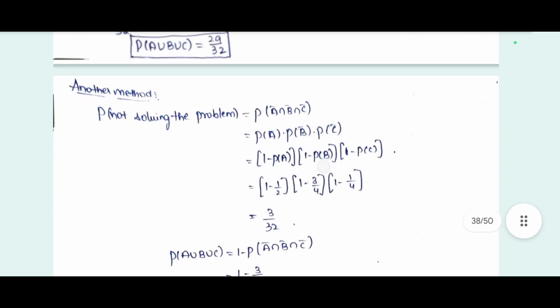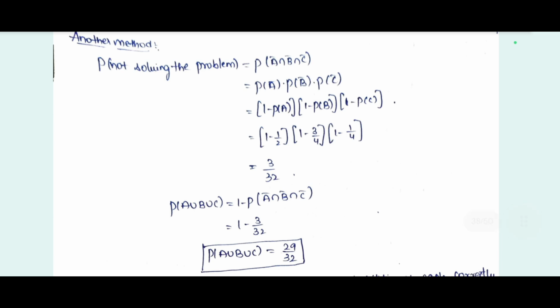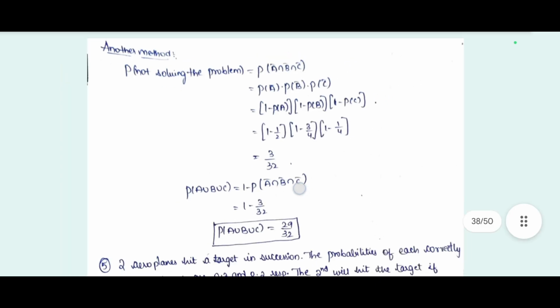You have another method of solving also. What is the probability of not solving the problem? A bar intersection B bar intersection C bar. They are independent also, so 1 minus P of A into 1 minus P of B into 1 minus P of C. So you got 3 divided by 32. A union B union C is equal to 1 minus this, so 1 minus 3 divided by 32 is equal to 29 divided by 32. Very important methods for first years and independent problems also.